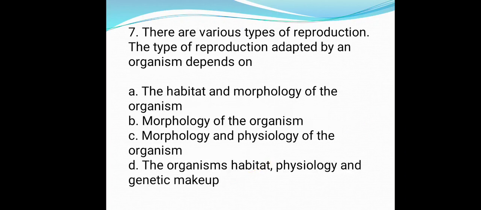The type of reproduction an organism undergoes depends ultimately on its genetic makeup, which is a result of the evolutionary process and variation caused by natural selection, which influences its adaptability to a particular environment by modifying its morphology, physiology and adaptive strategies. So here the answer is that it depends on the organism's habitat, physiology and genetic makeup.